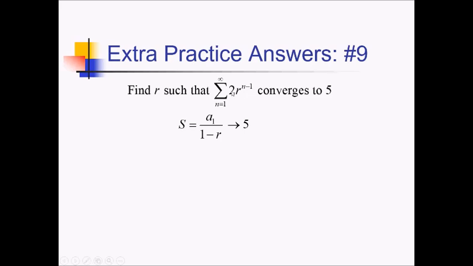If we do that, we're going to have 2 times r to the 0. Well, r to the 0 is just 1, so that leaves the 2 here. 2 times 1 is just 2, so we have an a1 value of 2 over 1 minus r. Now multiplying both sides by 1 minus r, that's going to be 5 minus 5r. Subtracting 5 from both sides, we've got negative 3 over there. So divide by negative 5, that's going to be positive 3/5.